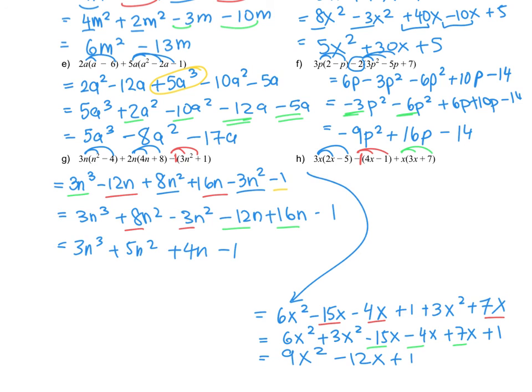So again, when you collect your like terms, be careful with your signs. When you're doing distribution, be careful with your exponents and your signs, and just be very careful in general.